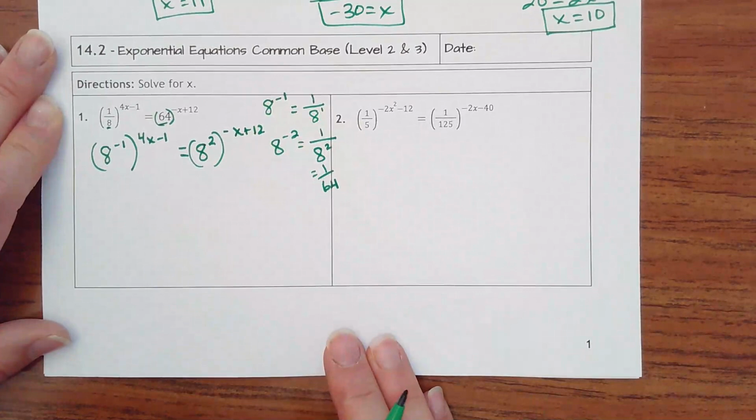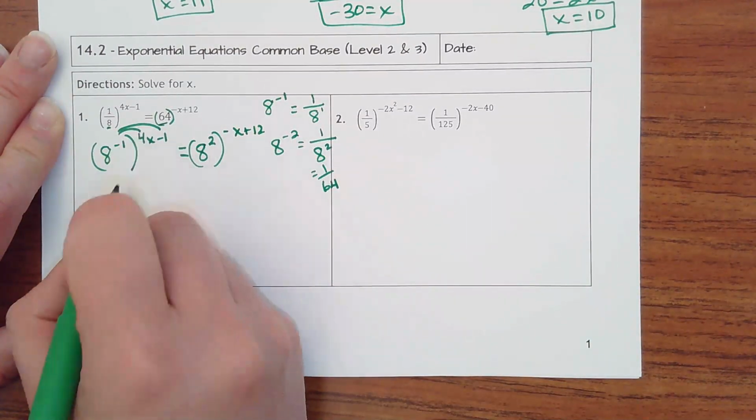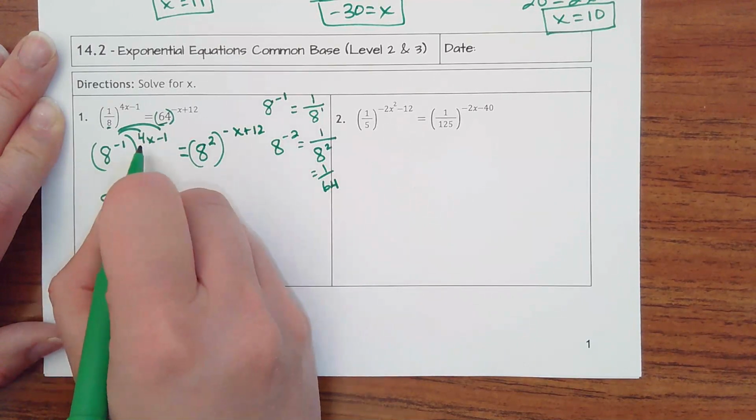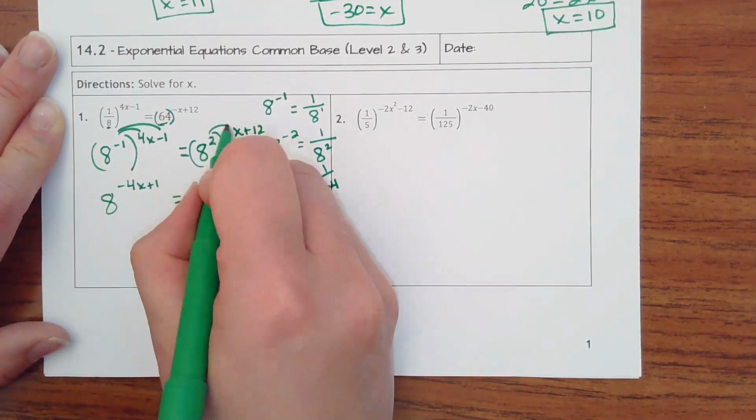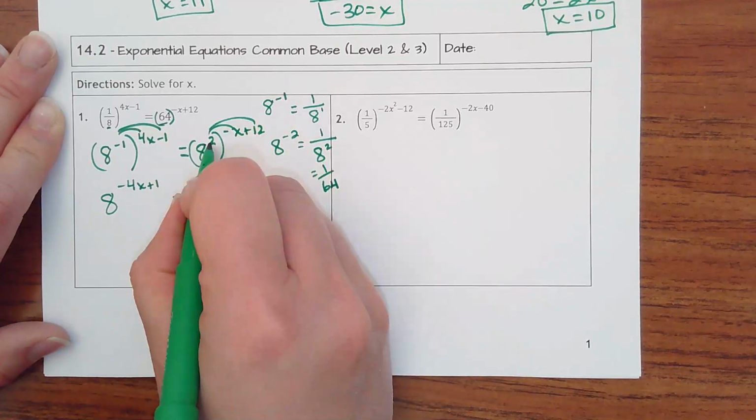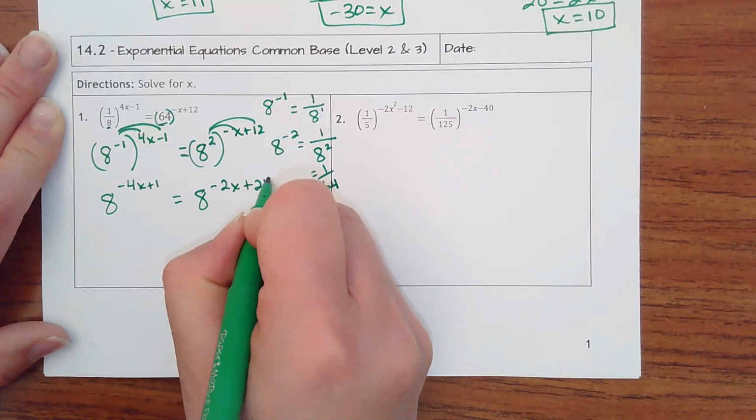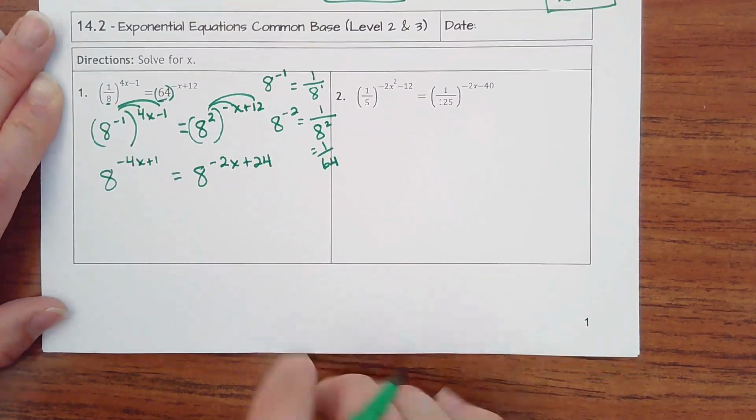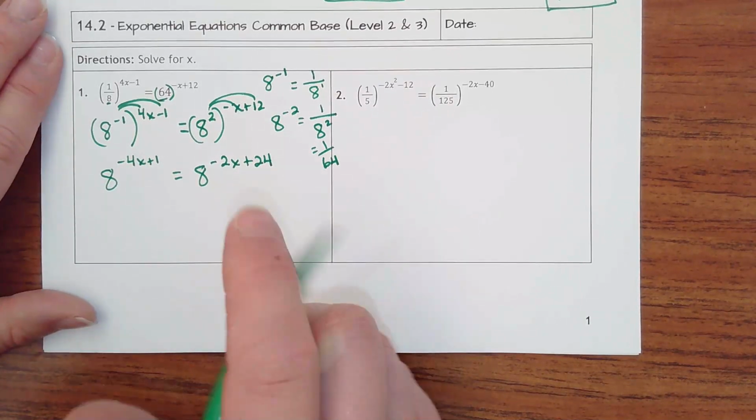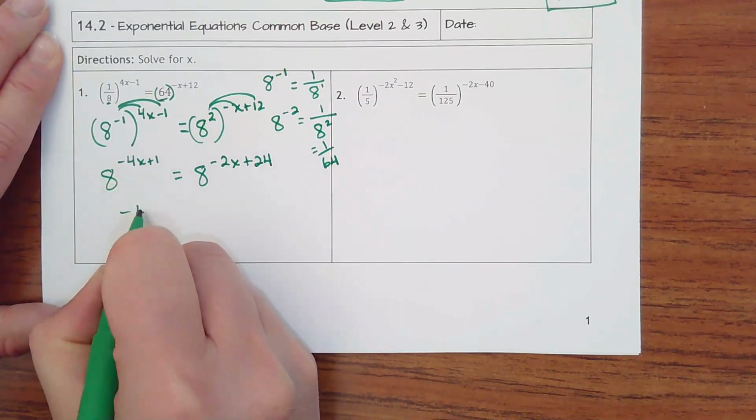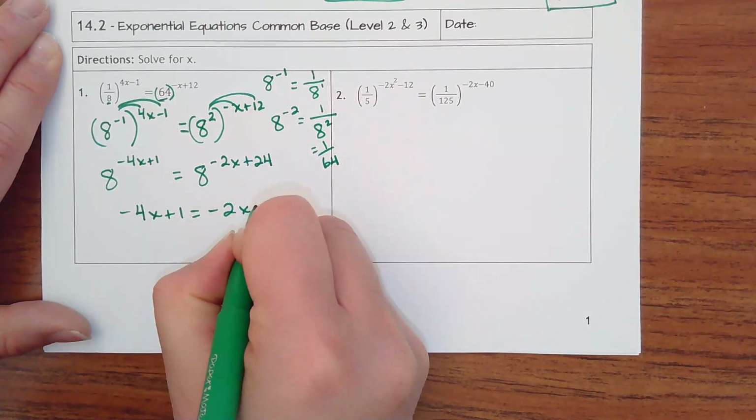That's the only thing we're changing in this lesson. So then I would still have to do my power rule, which says multiply powers. So you get 8 to the negative 4x plus 1. And then that would get distributed to be 8 to the negative 2x plus 24. Okay, and then from there, since I know I have the same base, I just need these two exponential equations to come out equal. So I'll put them equal to each other and solve.